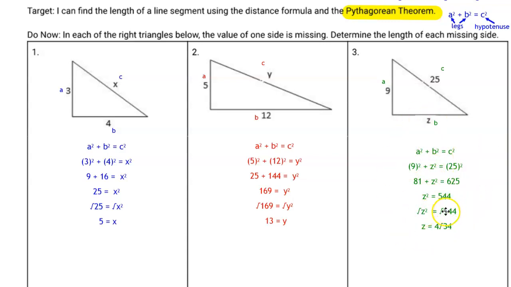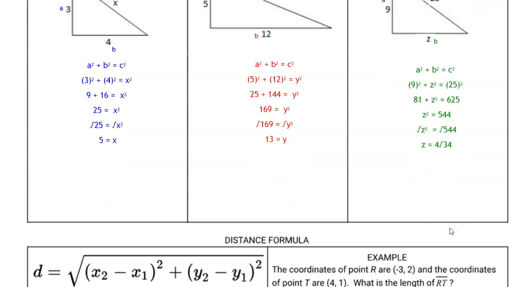We went from the square root of 544 to 4 radical 34. This is a simplifying radicals question. We went over this in a previous lesson. If you're not sure how to get from square root of 544 to 4 radical 34, go back and watch that video on simplifying radicals.